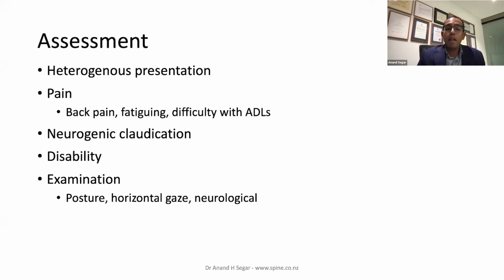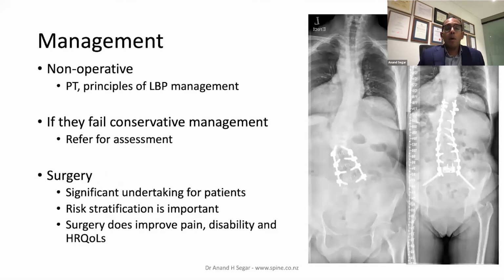They're disabled by it. And when you examine them, you want to look at their posture, their horizontal gaze, and examine their neurology. Again, you're going to start with non-operative management, physiotherapy, and following the same principles of low back pain management. But if they fail, then you should refer them for assessment. There is something that can be done for appropriate patients. We can provide help. So just because they have a scoliosis and they're 65 or a kyphosis and they're 65 doesn't mean that nothing can be done.